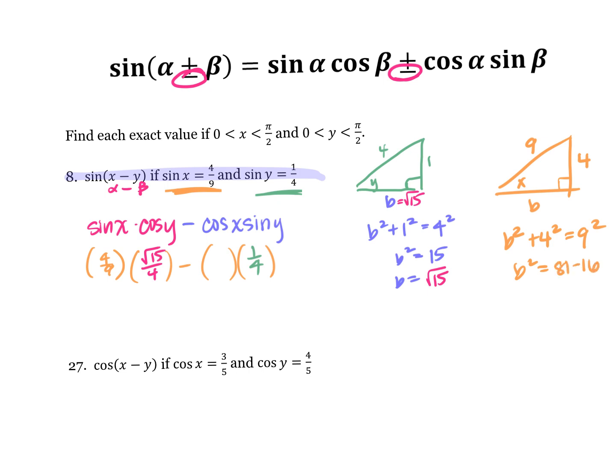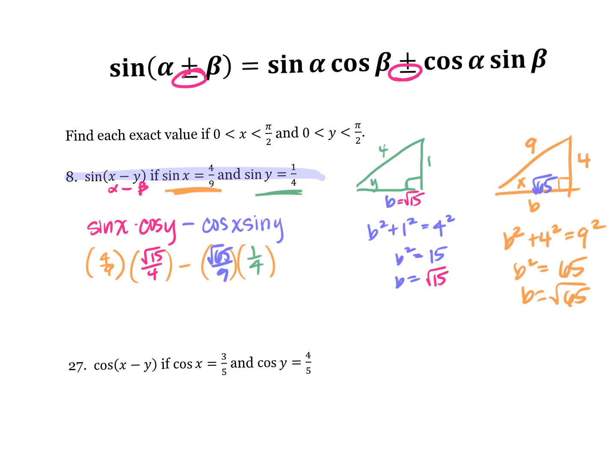81 minus 16. You can do this. 65. That's not a perfect square, and that's okay. It would just be what times what? 5 times 13. Agreed. Neither of them are perfect squares, so we just have root 65, and that's okay. Root 65 over 9. So the cosine of x is the adjacent over hypotenuse, root 65 over 9.